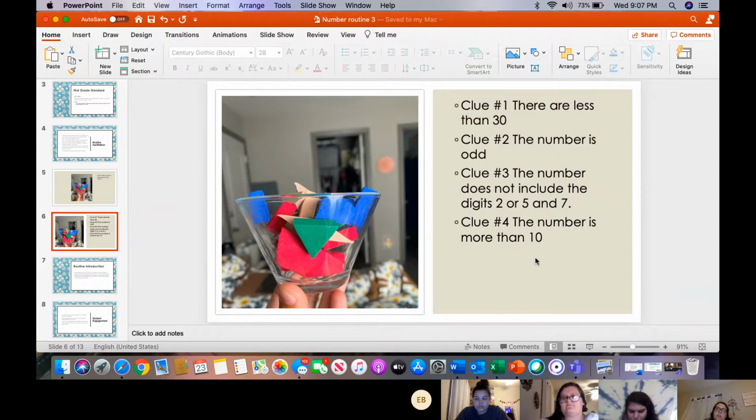Emma, how many do you think are in the cup? 19. Why do you think that? Because it's closer to 50 than 13 is. Okay. All right. So that is the end of my lesson. There actually is 19, so good job.